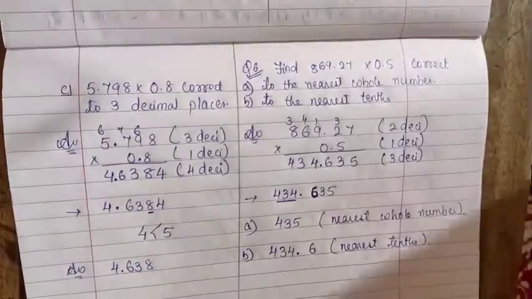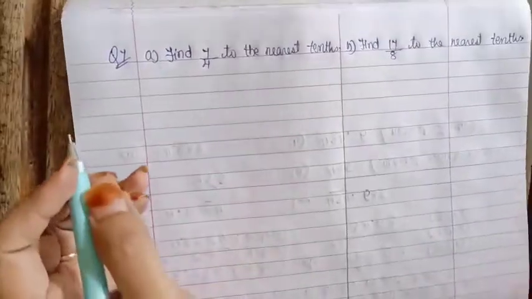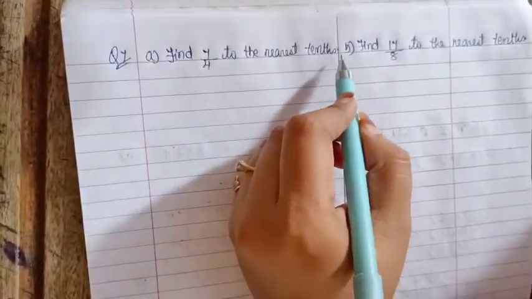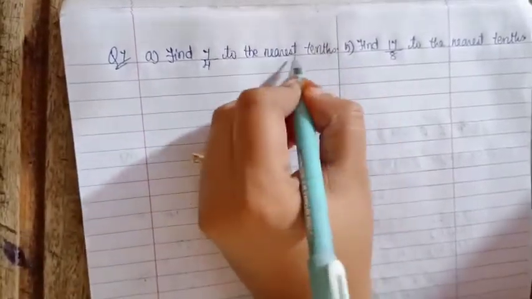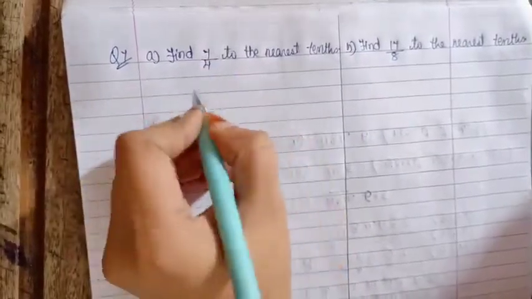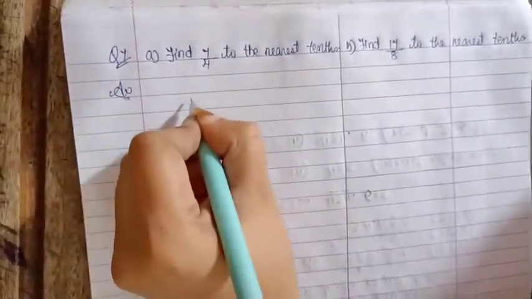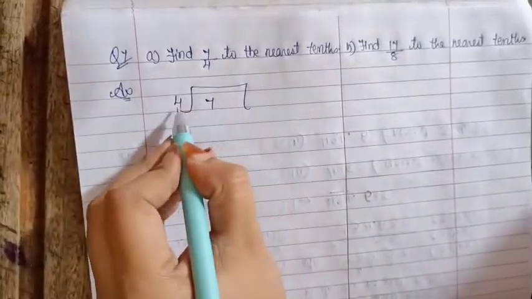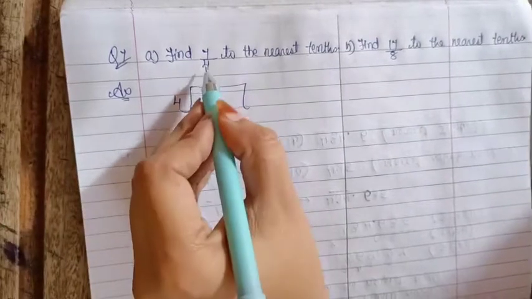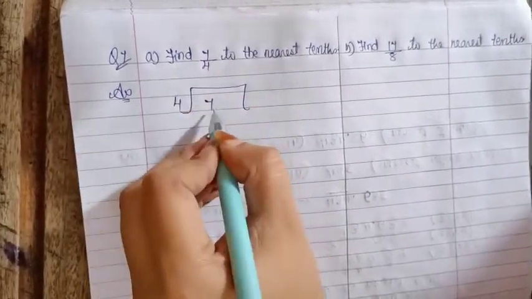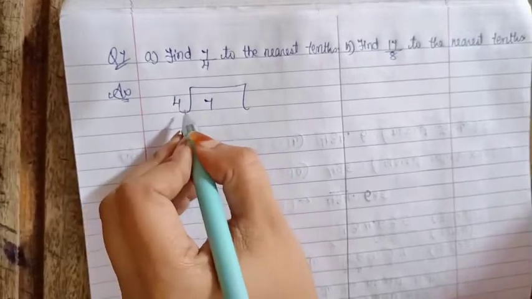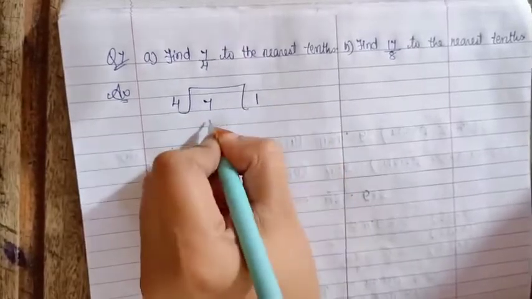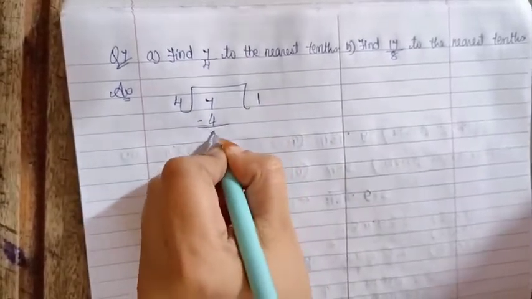Okay. Now we will solve question number 7. A. Find 7 upon 4 to the nearest tenth. Before going to this, we will solve this 7 upon 4. It means we will divide 7 by 4. So 4 will come outside and 7 will go inside. Now we will use the table of 4. 4 2s are 8, it is a greater number, so we will take 4 1s are 4. So how much is remaining? 3.